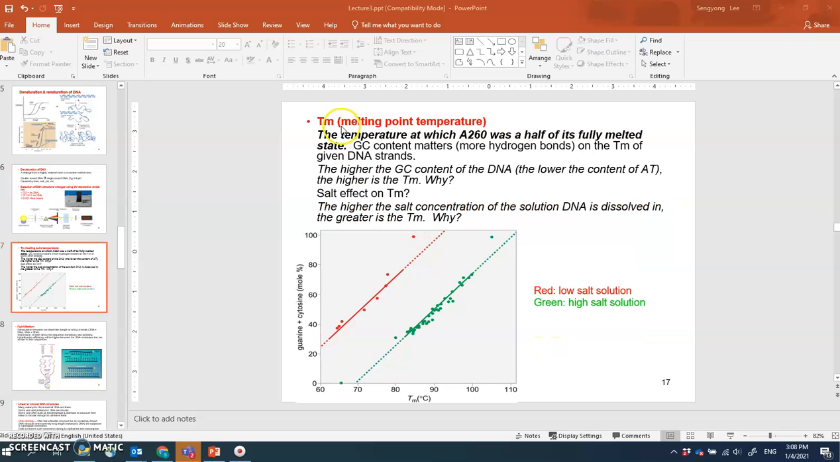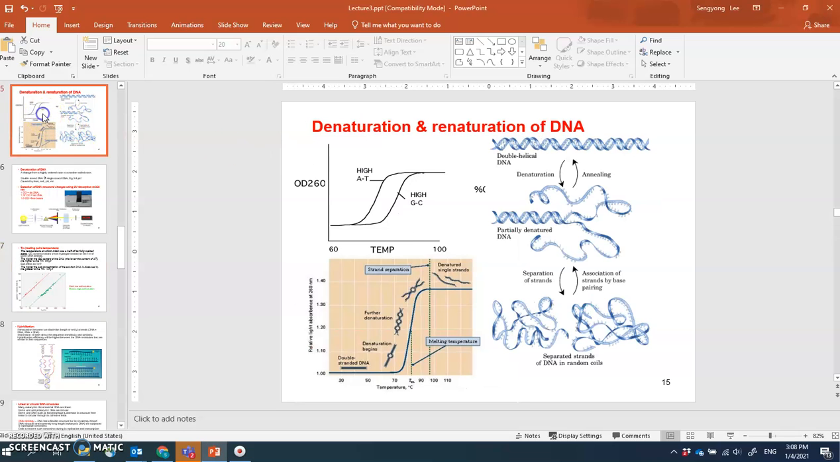So when you do an experiment on melting, denaturation and renaturation, there's an important concept you need to know. It's called melting temperature. Melting temperature is the temperature at which the absorbance at A260 is half of its fully melted state. What that means is, remember this graph.